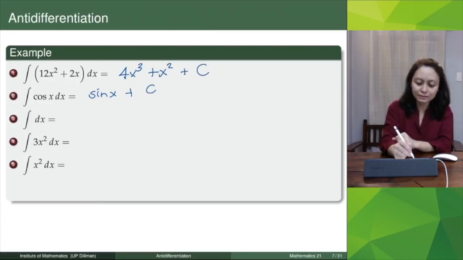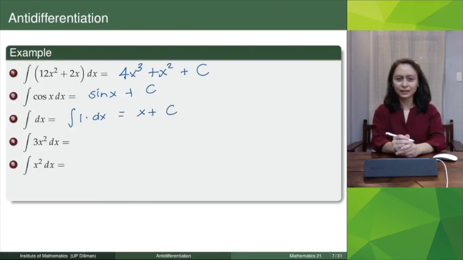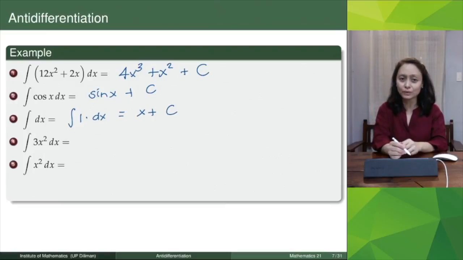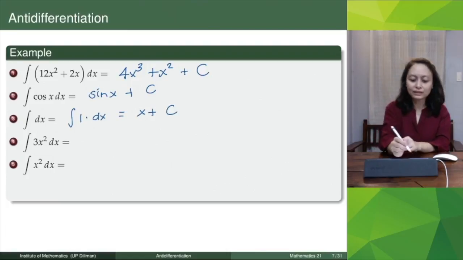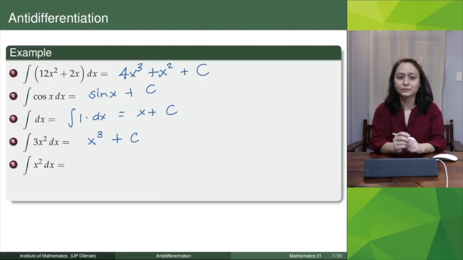Antiderivative of dx, this is antiderivative of 1 times dx. So the antiderivative is x plus c. Okay, check natin. Ang derivative ng x ay 1. Derivative of c is 0. Antiderivative of 3x squared dx is x cubed plus c. Tama? Ang derivative ng x cubed ay 3x squared. Okay, we have it here. Derivative of c is 0.